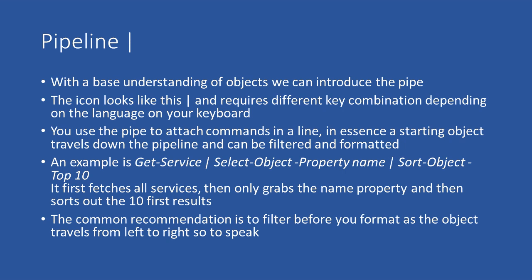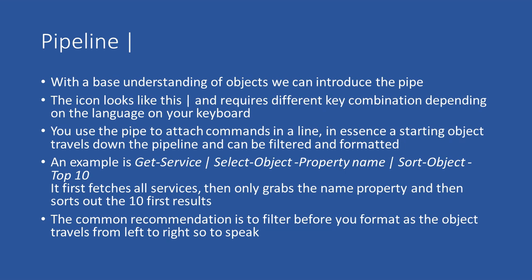Now that we've introduced the very basics of objects, we can now also show how such an object can travel through the so-called pipe. The pipe icon looks like this, and it's used to attach more commands, usually filtering and finally formatting commands. An example would be Get-Service piped into Select-Object with a flag -Property, and a property called Name, piped into Sort-Object with a flag -Top and the value 10.